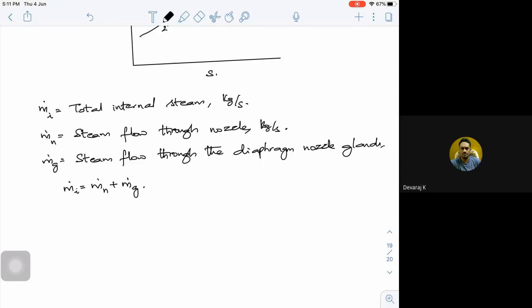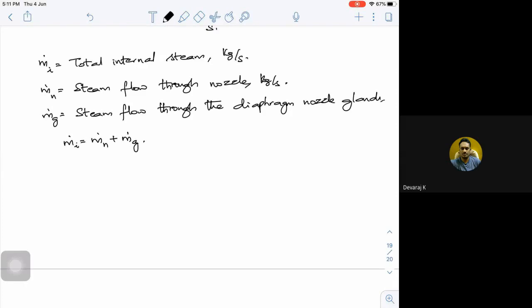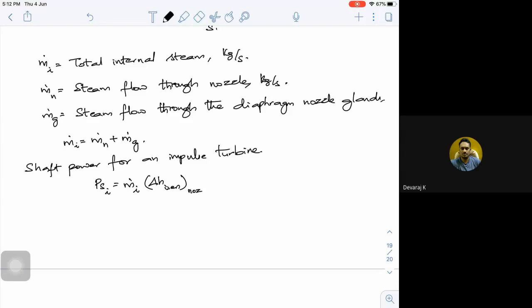Whenever we calculate the shaft power for an impulse turbine, let it be P suffix S, and for the impulse turbine let me put I. This will be your total mass flow rate Mi times your isentropic enthalpy drop through the nozzle. This is the case for an impulse turbine.